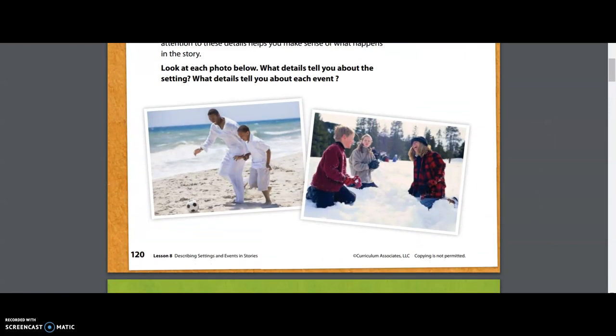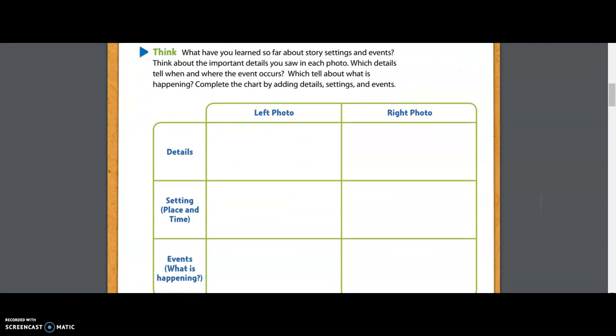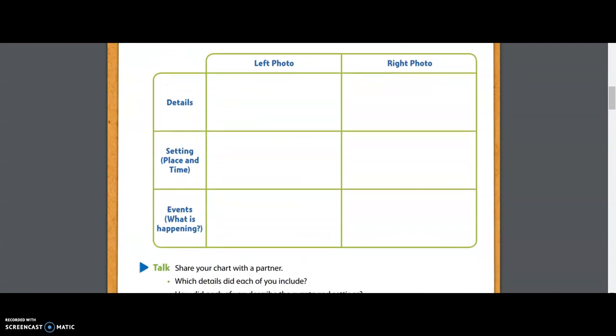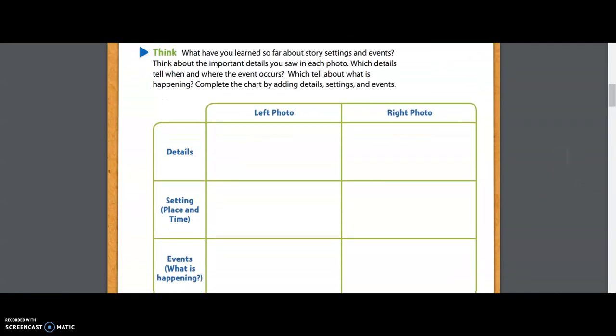So because I see a soccer ball, their eyes are looking at the soccer ball, their bodies are facing the soccer ball, I'm going to assume that the event that is happening in this photo is that a boy and a man are playing soccer together while they are on the beach. And that's what I would write in that very last box. A boy and a man are playing soccer together while they are on the beach.